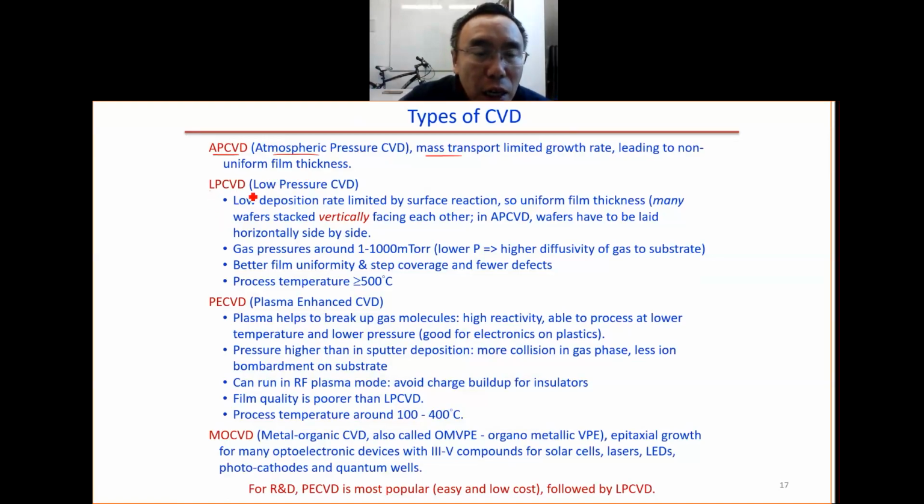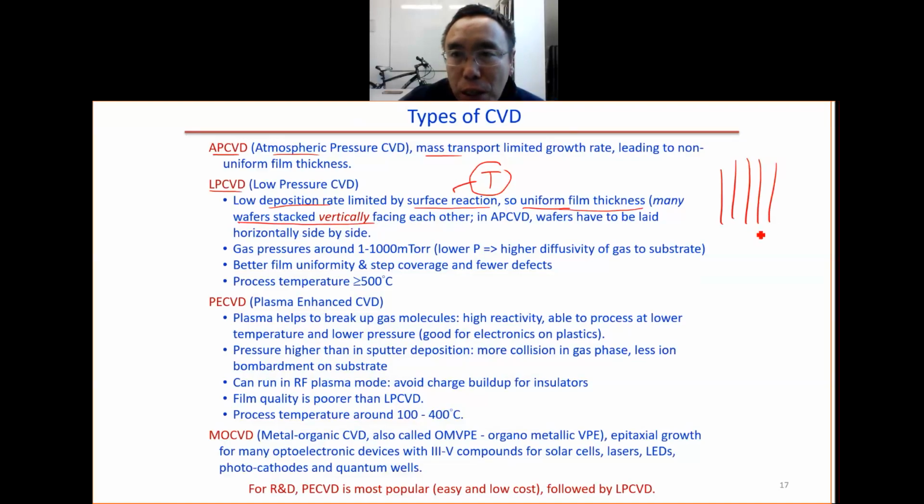The second one is low pressure chemical vapor deposition. For this one, the deposition rate is limited by the surface reaction. We know that a surface reaction is related to the temperature. That means as long as we maintain uniform temperature, we get uniform film thickness. This way we can have the wafers stacked vertically like this, because as long as the temperature is uniform, it gets uniform deposition.